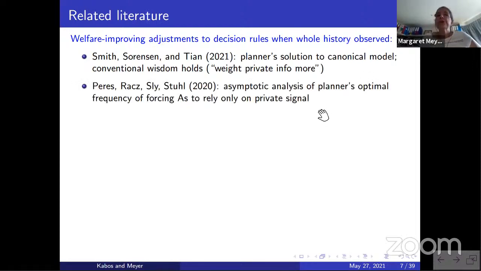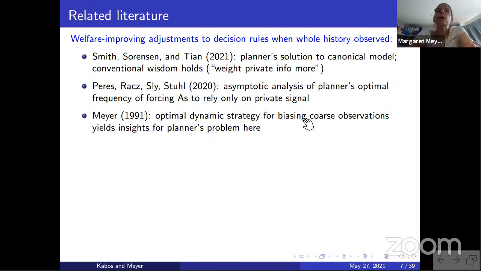There's a paper in the computer science literature by Perez et al., which performs an asymptotic analysis of the planner's optimal frequency of forcing the agents to rely only on their private signals. So they restrict the planner to intervening in a very specific way, and they analyze what's the optimal way for the planner to do that.